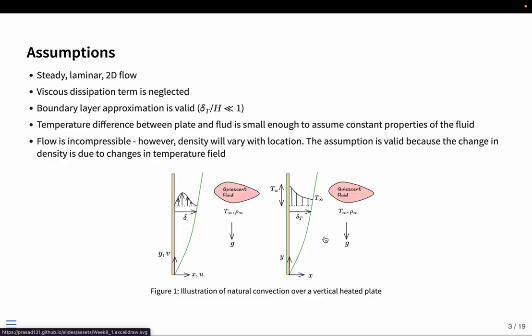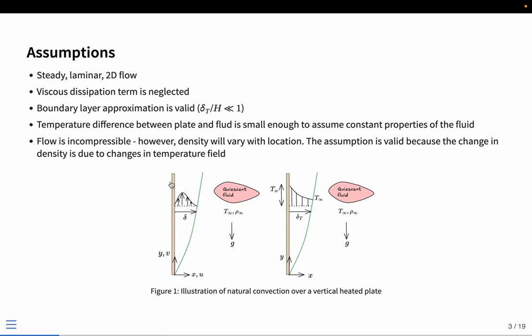The major assumptions that we'll be considering in natural convective problems are to study laminar and 2D flow, and viscous dissipation terms are neglected. This we discussed even last week: viscous dissipation is accounted for basically when you have high speed flows. We are assuming that the boundary layer approximation is valid, such that the value of this delta is very small compared to the other dimensions. So if the plate is around 1 meter, then delta will be on the order of millimeters.